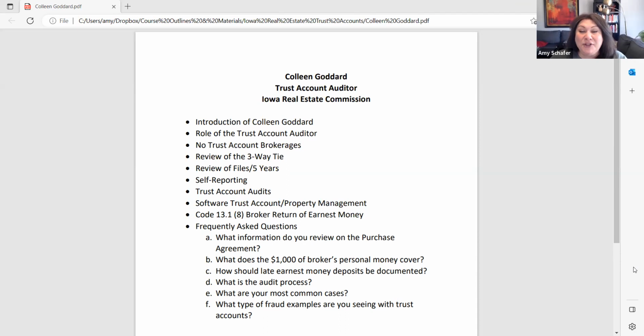The $1,000 of the broker's personal money that can go into the trust account. I know we've all learned that with these escrow accounts and the trust account, we can never commingle personal funds. That's illegal. But the state of Iowa has made an exception that we can have $1,000 of the personal funds of a broker go into a trust account. So is that always that they can maintain 1,000? What all does that $1,000 cover? What's that there for? Yep.